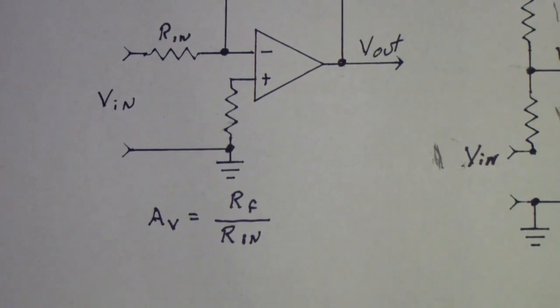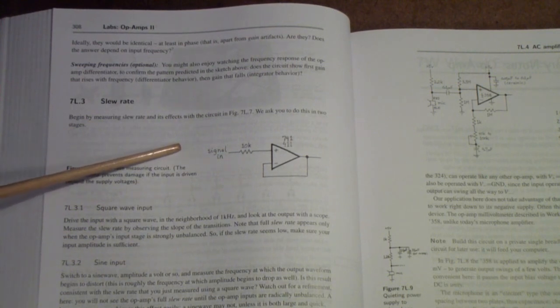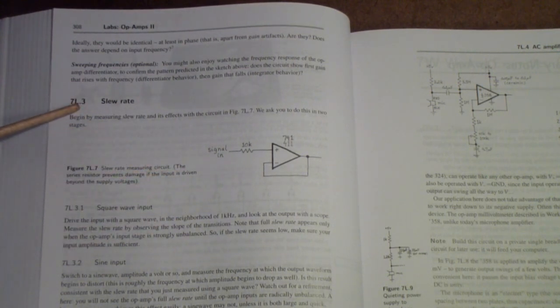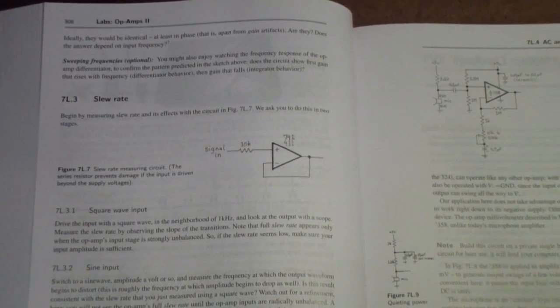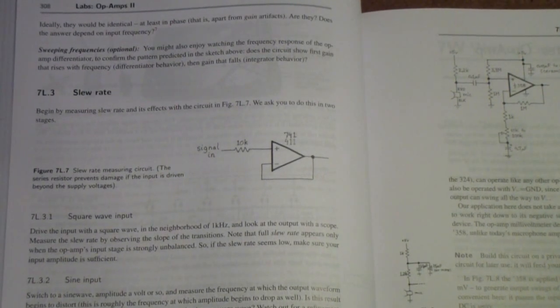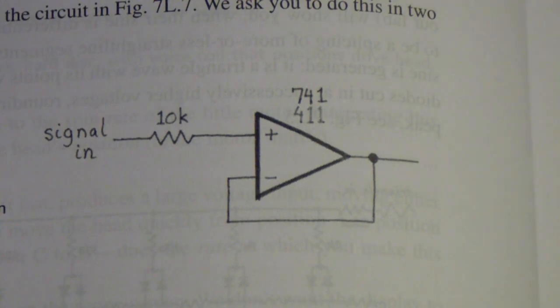Okay, let's move on and talk about slew rate. And so we're back to the Art of Electronics hands-on lab manual, and we're in section 7L.3, as in 7 Lima .3. It's called slew rate. And the circuit we're working with is this circuit.